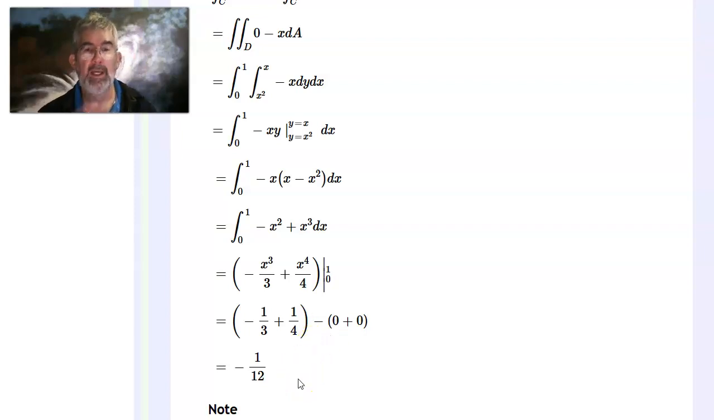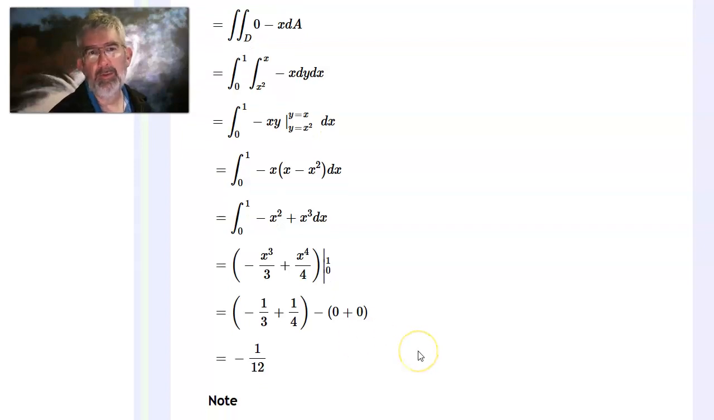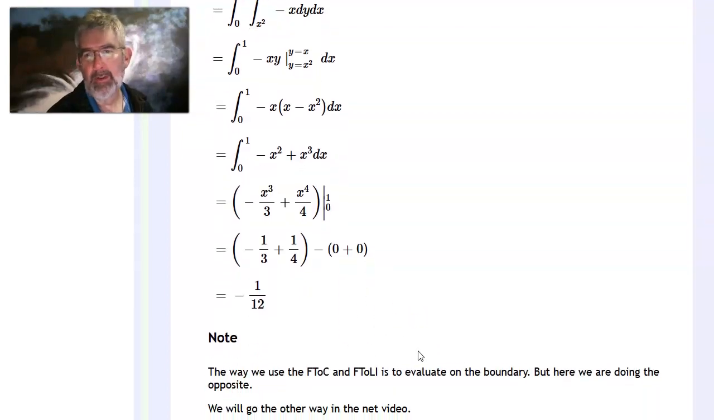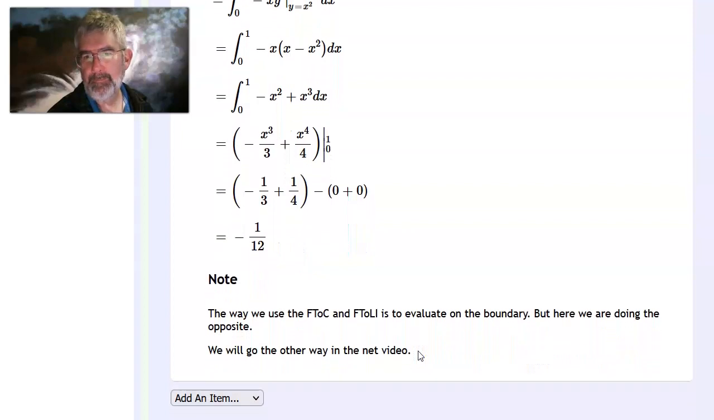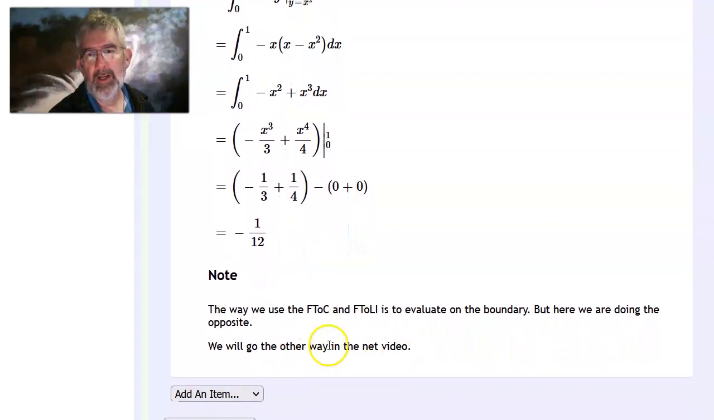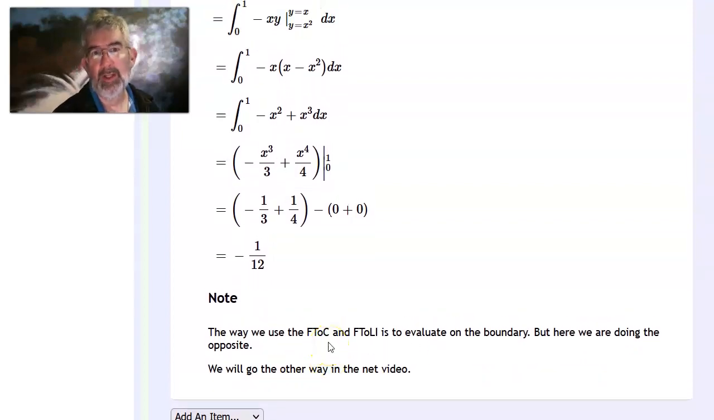Okay? So again, I'm doing the line integral by doing the double integral instead. So again, backwards. This one, the easier thing to do is a double integral. Now, sometimes it's going to be the other way around, and we'll show you some examples of that probably in future videos. All right, and this is my note: we're doing this backwards. So let's go to another video and try something the other way.